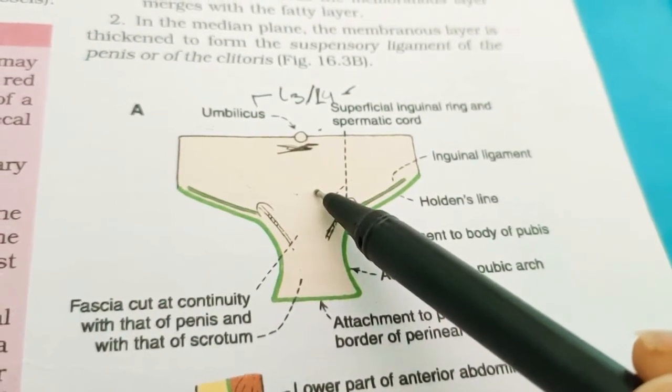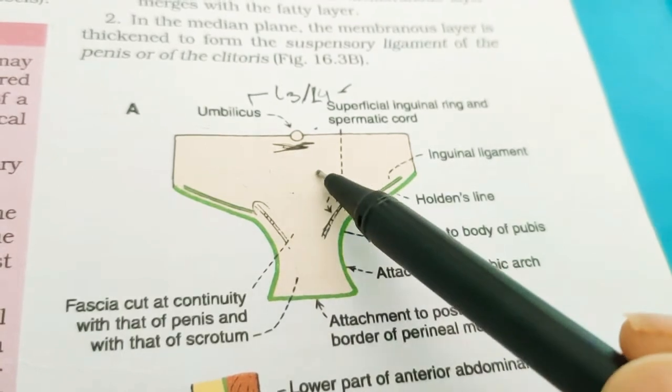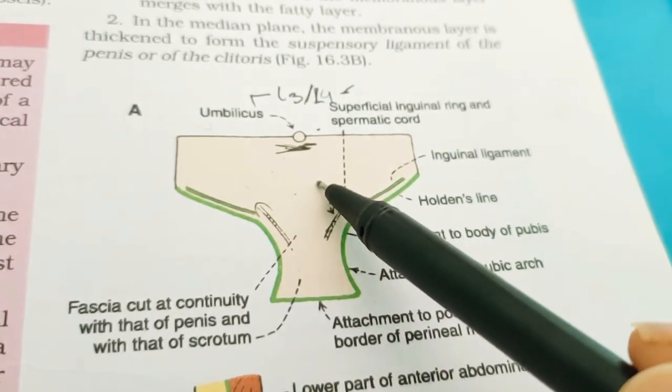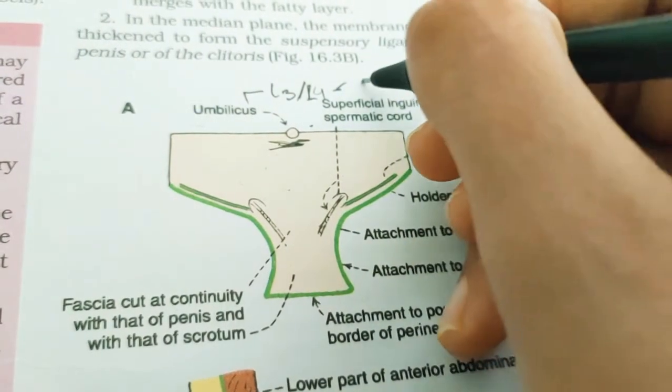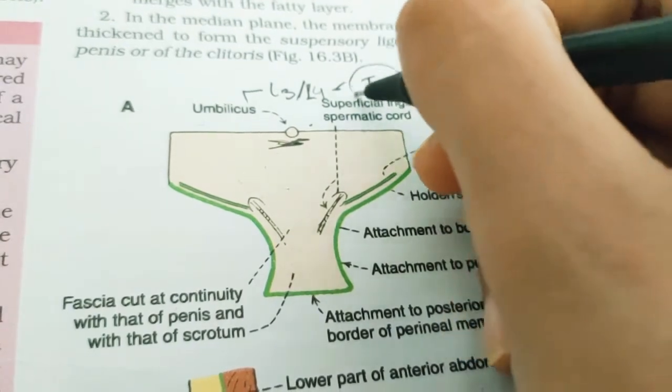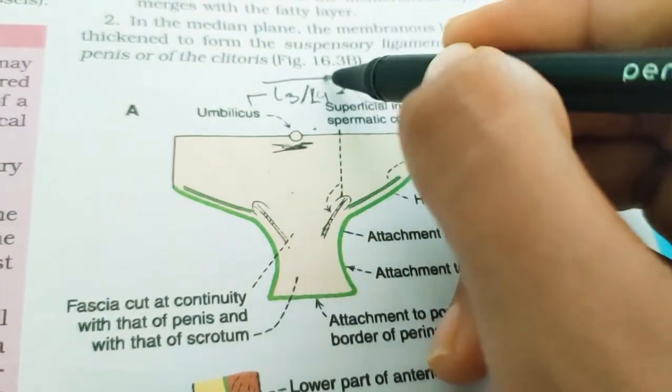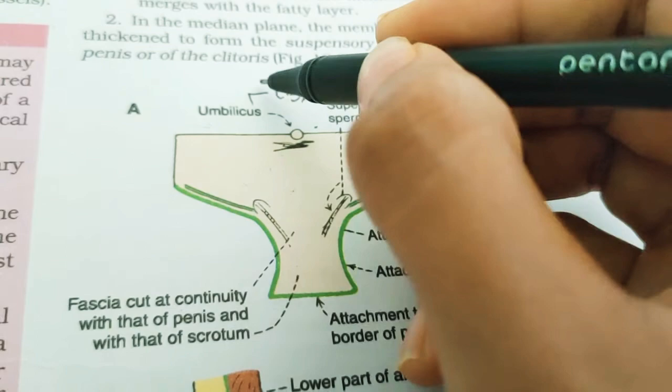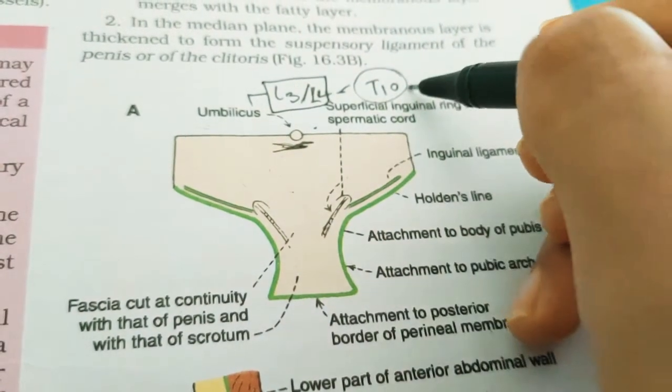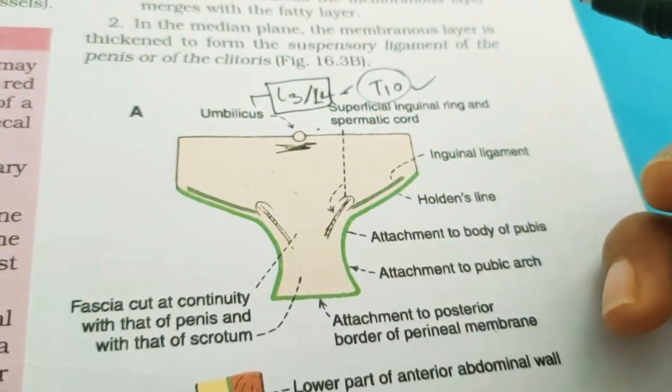Now coming to the skin. The skin around the umbilicus is mainly supplied by the T10 segment of the spinal cord. That is also one more important thing. So the first thing you need to remember is that it is at the level of L3 and L4. Okay. And the next thing you need to remember is that it is supplied by the T10 spinal cord segment.